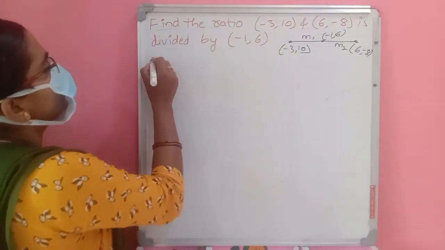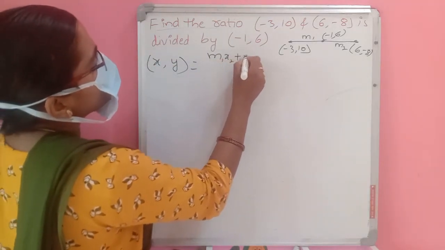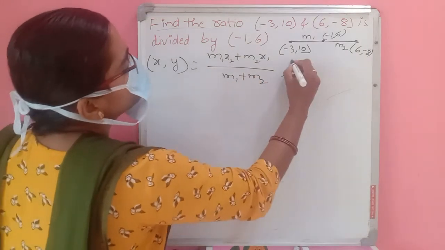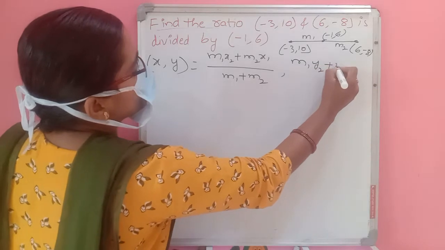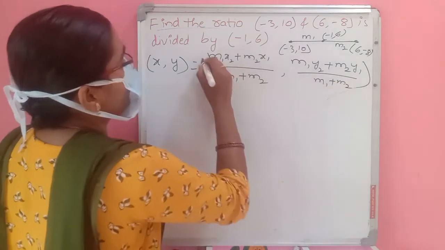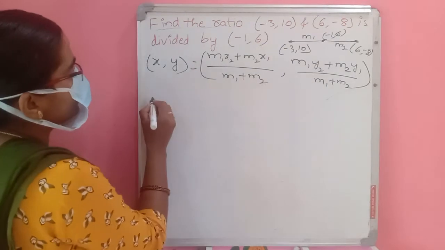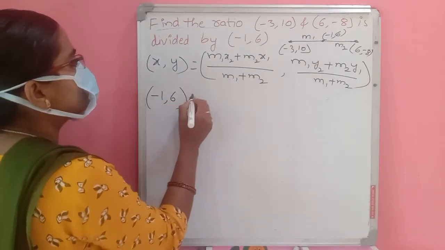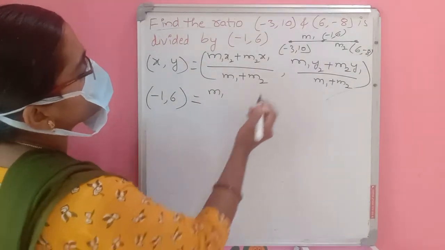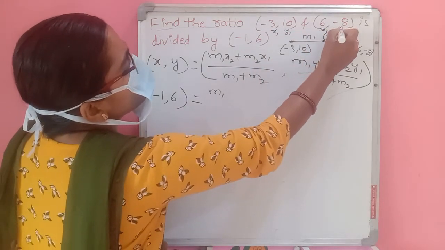Then we have the section formula: x comma y is equal to (m1 x2 plus m2 x1) by (m1 plus m2) comma (m1 y2 plus m2 y1) by (m1 plus m2). Here x comma y means the point which is dividing, so minus 1 comma 6 is dividing. Here we have 2 points, so these are x1 y1 and x2 y2.